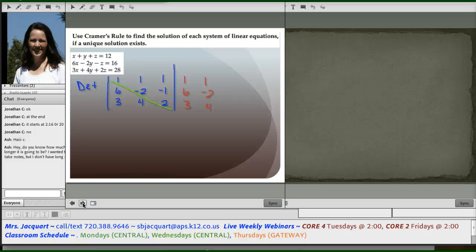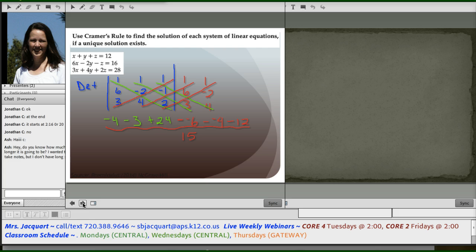So this one is going to be negative 4, and then 1 times negative 1 times 3 is negative 3, and then 1 times 6 times 4 is plus 24. And then we're going to go up. 3 times negative 2 times 1 is minus a negative 6. So I'm just going to write the double. 4 times, it's going to be negative, negative 4. And then 2 times 6 is going to be minus 12. And when I sum those all together, that's going to give me 15.